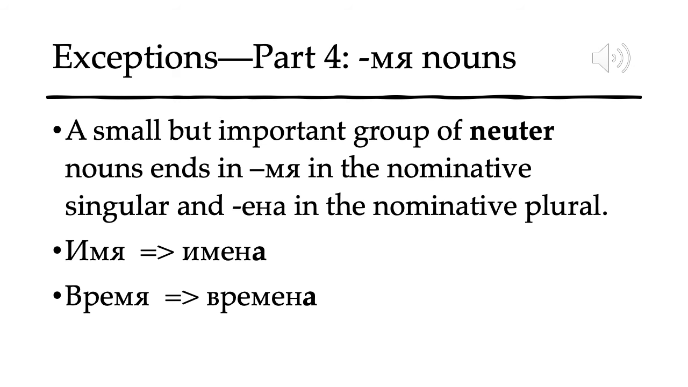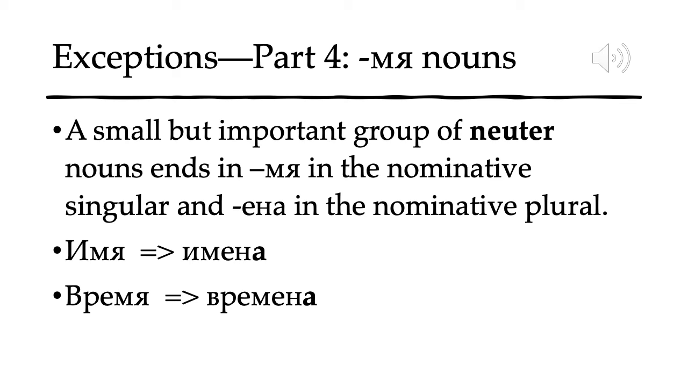The next group of irregular nouns we're going to look at are the mja nouns. This is a small but very important group of neuter nouns that end in mja in the nominative singular. And I know they look feminine. You are not expecting a noun that ends in ja in the nominative singular to be neuter, but these nouns are. So if you see a noun ending in mja in the nominative singular, assume that it's probably neuter.